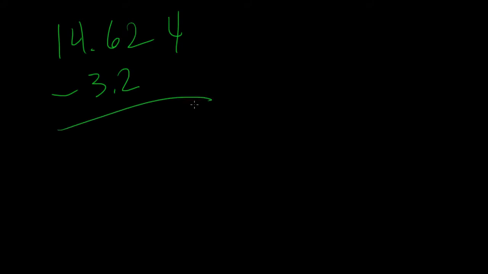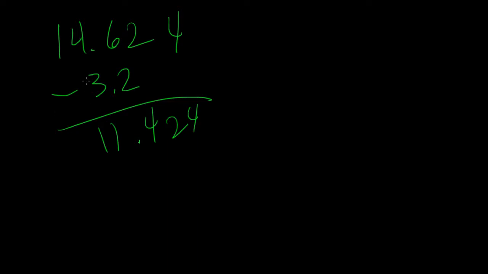Alright, let's do subtraction. 14.624 minus 3.2. Okay, 4 minus 0 is 4, 2 minus 2 is 2, 6 minus 2 is 4, 14 minus 3 is 11. Okay, but we need the most precise place of the least precise number.